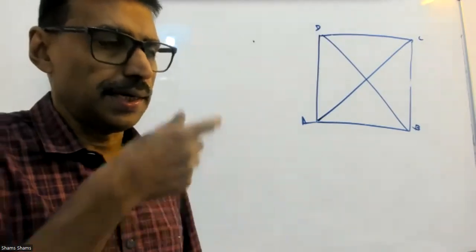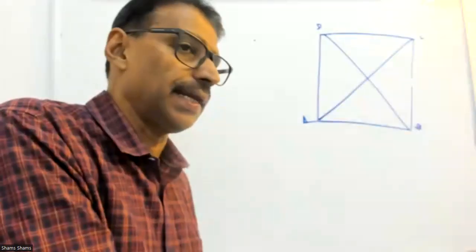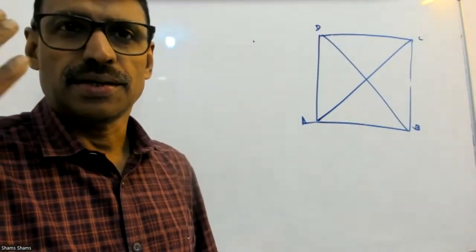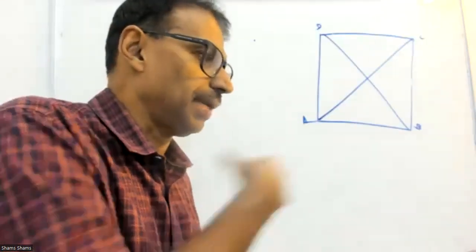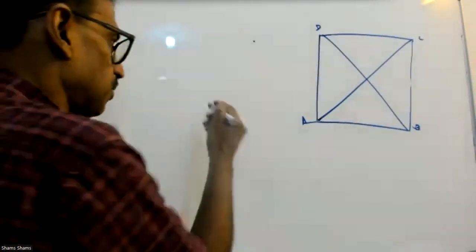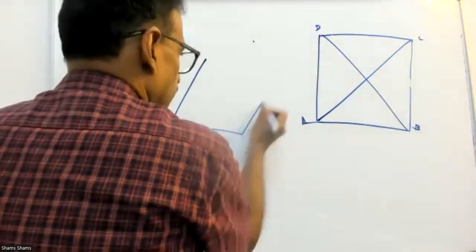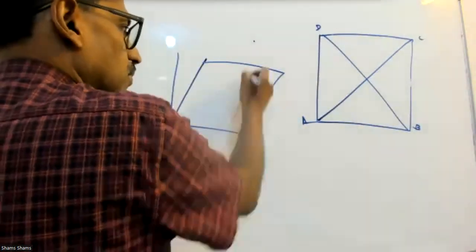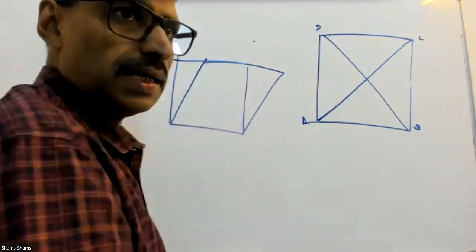Plan understood now? In a parallelogram, if one angle is 90 degrees, what is it? A rectangle. Enough. Why one angle only? If one angle is 90, automatically all angles are 90 degrees. Suppose a cardboard box like this. Just push from here. What happened? It'll become like this. That's the only idea.